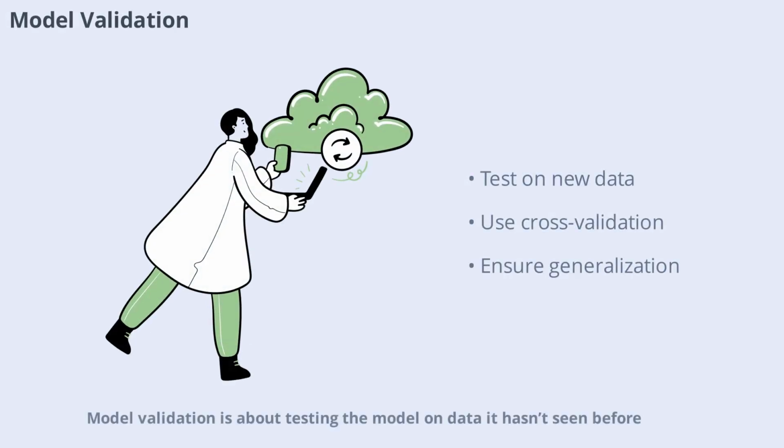Validation is about testing the model on data it hasn't seen before. This step helps ensure the model isn't just memorizing the training data but can generalize to new situations. Common techniques include cross-validation and using a holdout test set. Validation provides confidence that the model will perform well in the real world, not just in the lab.